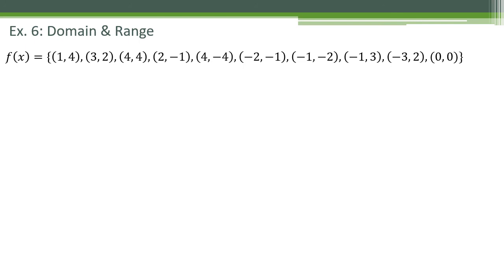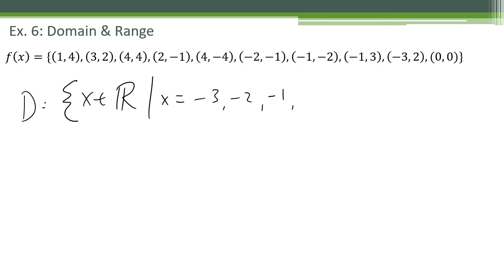So we're going to start with domain. X is the element of real numbers such that, and you just list. And I'm going to go lowest to highest, but that doesn't matter. So you're only looking at what the x coordinates can be, which it looks like it can be -3, -2, -1, 0, 1, 2, 3, and 4. And close curly bracket.